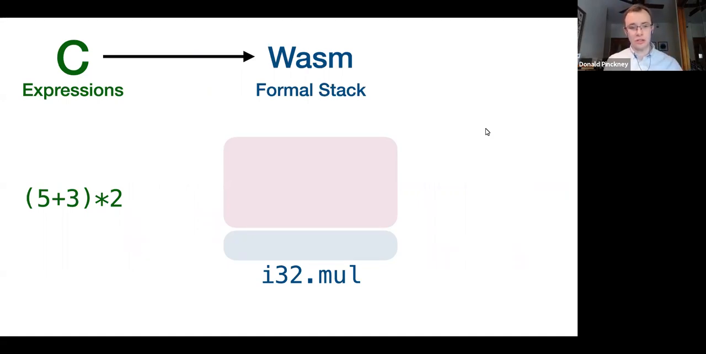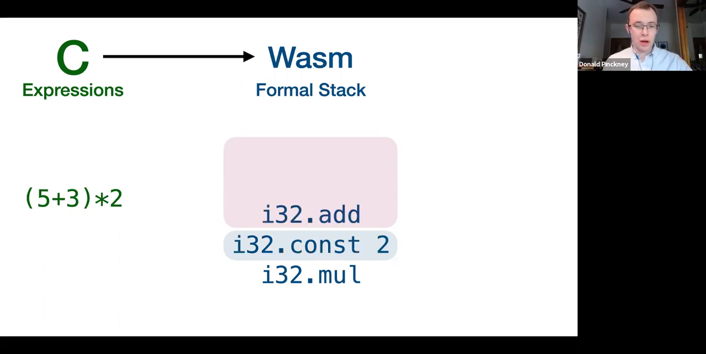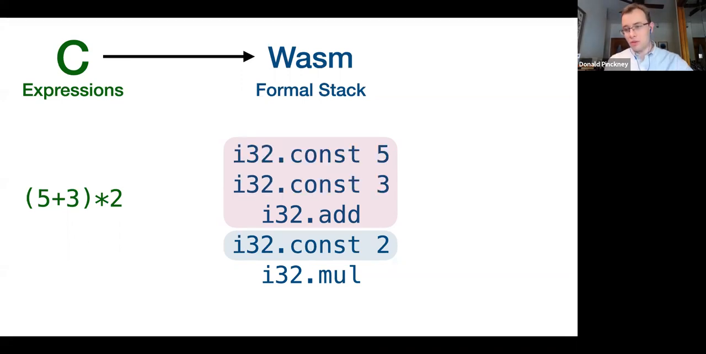This is the easiest. WebAssembly is a stack machine, so all we have to do is recursively compile the left and the right operands of each operator. Here we start with a multiplication. That's going to turn into an I32 mul operator in Wasm. Then we compile the left and right operands recursively. So the 2 will become an I32 const. And then the left operand, the 5 plus 3, will compile to an add and a 5 and 3 const.